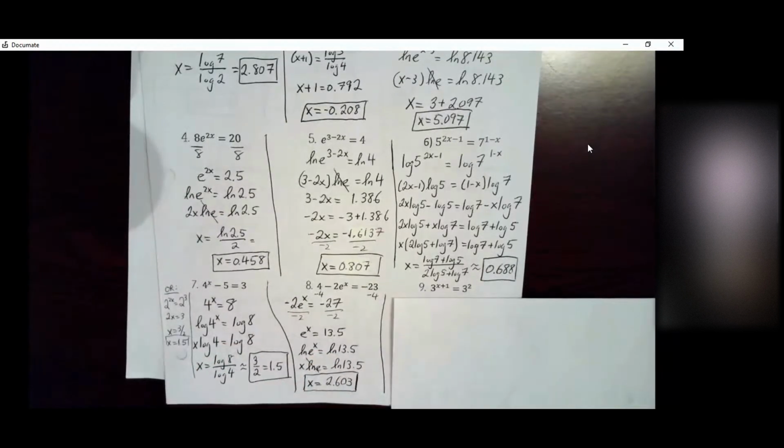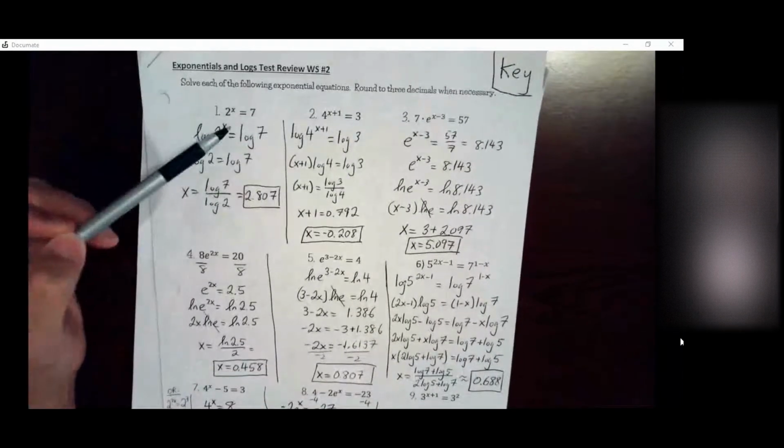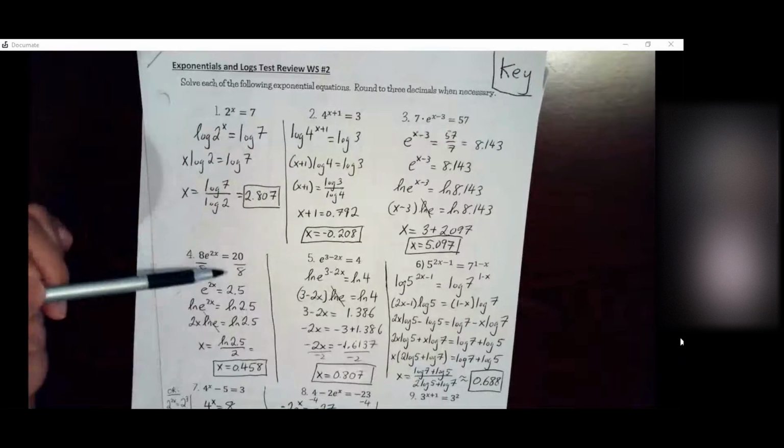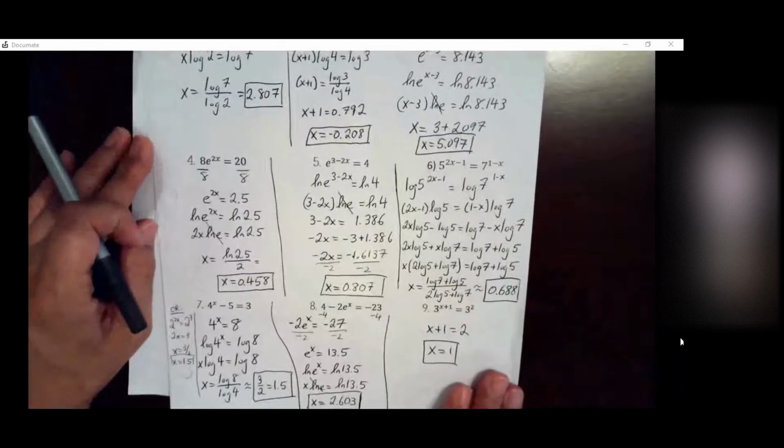Number 9's pretty easy. x equals 1. Yeah. All this time, we did not have to check for extraneous solutions because we did not begin with log equations. So whatever we get is fine.